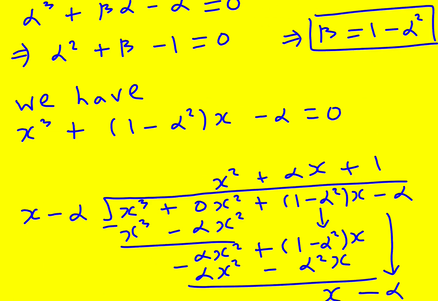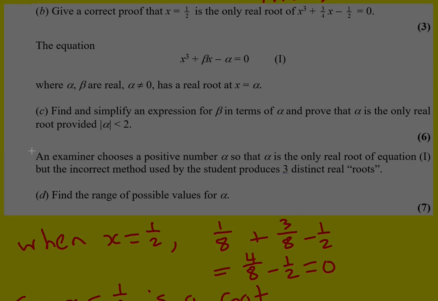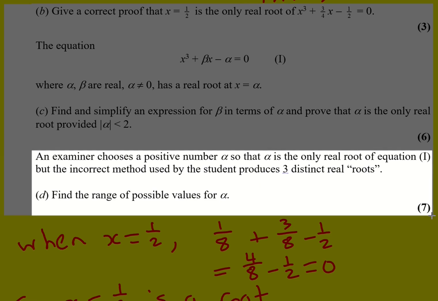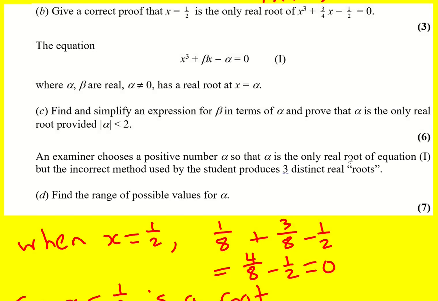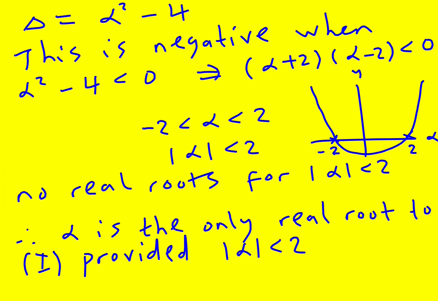Finally, we look at the final part to this question. It's pretty epic. An examiner chooses a positive number alpha, so that alpha is the only real root of equation I. But the incorrect method used by the student produces 3 distinct real roots. Find the range of possible values for alpha. Okay, let's do this.